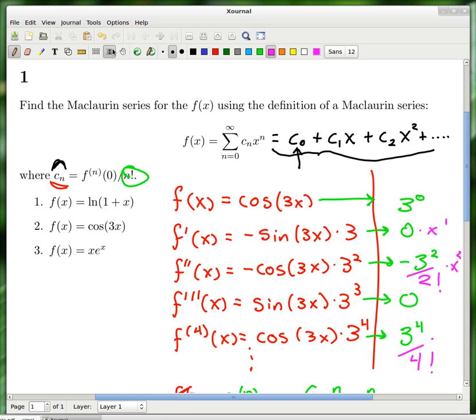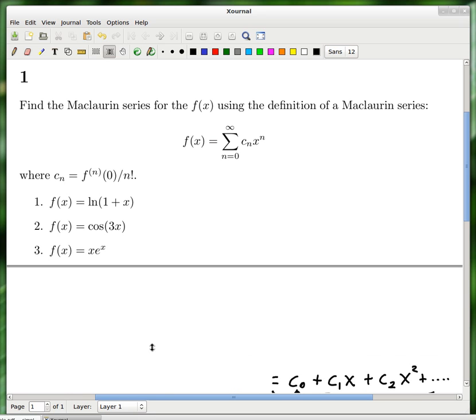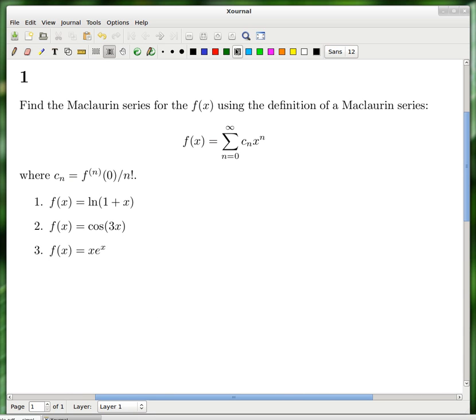So the last one is x times e to the x. The lazy way to do this would be to write down the Maclaurin series for e to the x, which hopefully you've memorized, hint, hint, and then just multiply it by x, and that would work fine. But you can also do it, it says compute it straight from the definition, so fine, let's do that. So we need to figure out what the nth derivative is again. So f of x is x times e to the x.